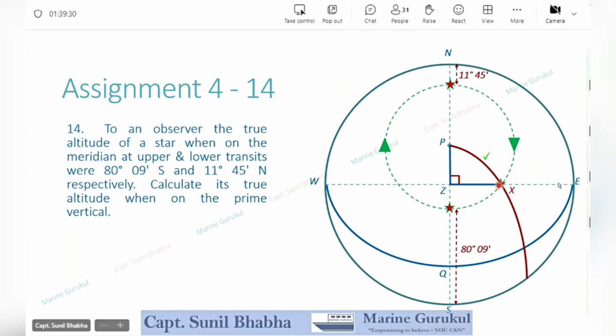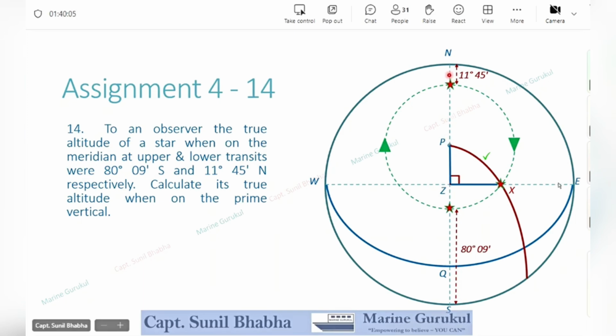Now once the polar distance is known, you can follow the laser pointer on the screen. Pole to this particular star is the radius of this circle, which is the polar distance. Once it is known, we can add polar distance and 1145. When we add the polar distance and 1145, we get the value of NP. And this NP is the elevation of the pole and equal to the latitude of the observer.